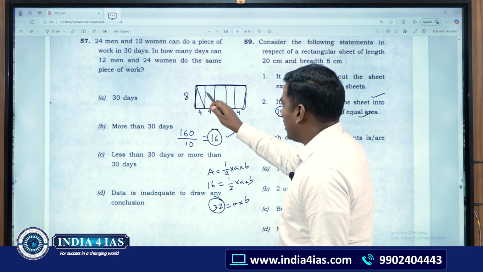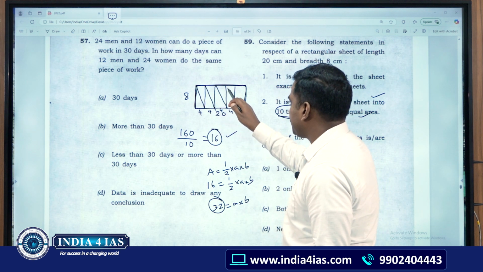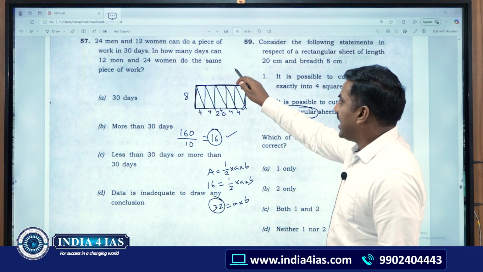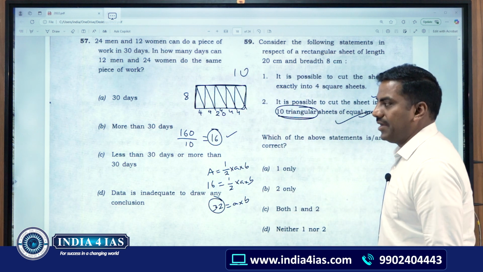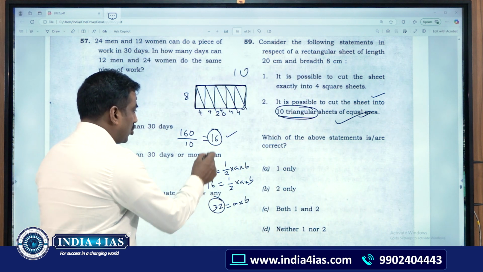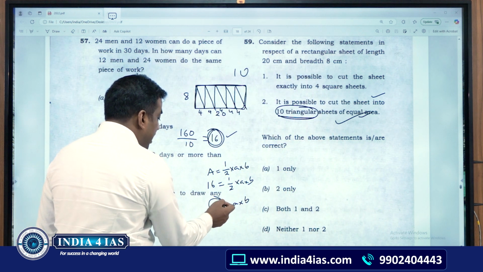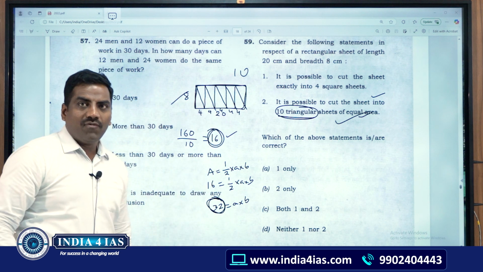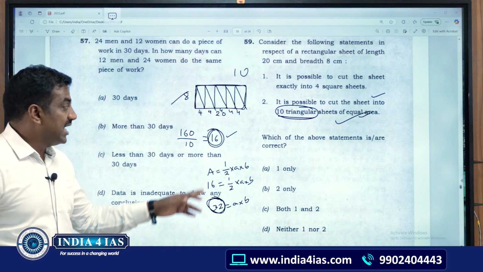So if I directly cut like this, I will get 10 triangles of equal area. 10 triangles of equal area is possible with this, because the clue was what? Area is 16, so A into B should be 32. Already 8 is there. I need 4 here. So that is the end of the problem.